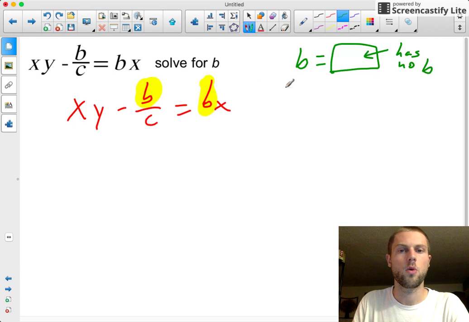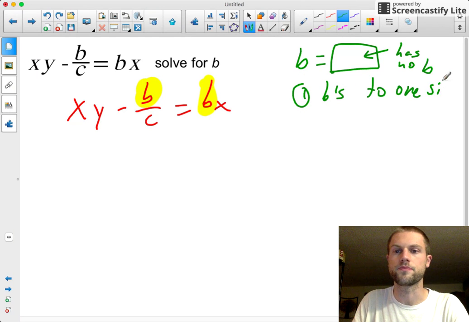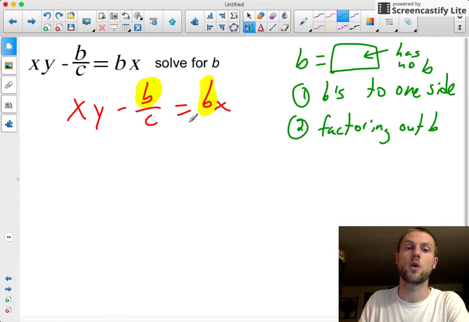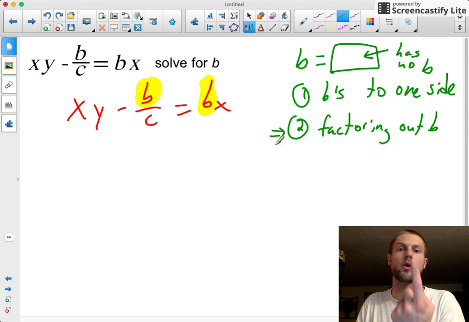So let's get started on this one. As far as a process, we want to get all the b's to one side, and then we're going to end up factoring out a b. In general, whenever you have more than one of the variable that you want to solve for, you're going to have to be doing some sort of factoring so you can boil it down to one variable.